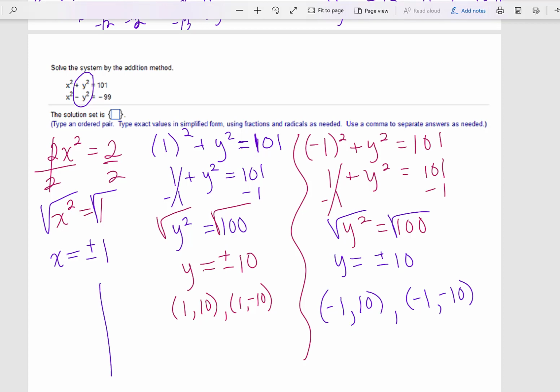So on the graph, I have negative 1, positive 10, and then I have negative 1, negative 10. I have positive 1, positive 10, and positive 1, negative 10. So with this one, you get 4 answers. And that means that there are 4 points, these 4 points, where they actually intersect.